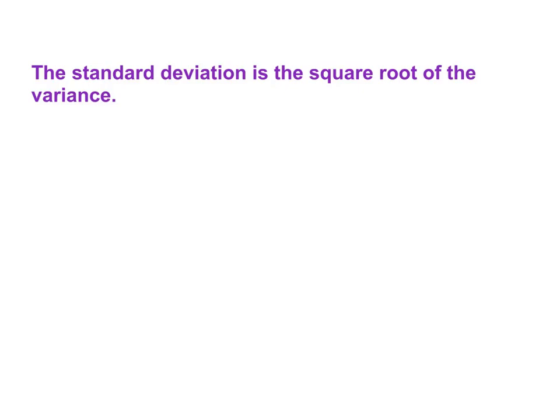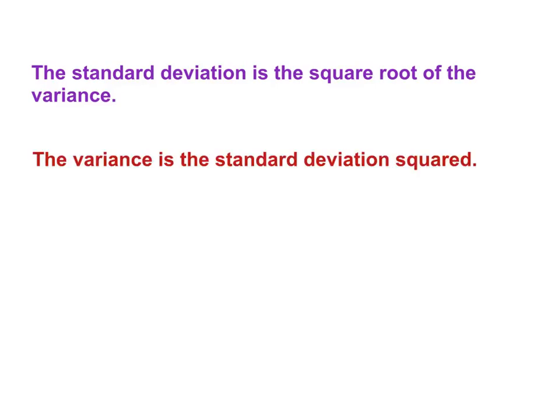The standard deviation is the square root of the variance, which means also that the variance is the standard deviation squared. They have an inverse relationship, but squaring is involved. So if you're given the variance and you want to find the standard deviation, then you take the square root of the variance to get the standard deviation. If you are given the standard deviation and you're trying to find the variance, all you need to do is square the standard deviation. That's the relationship between them. And again, they are measures of variation, how spread out data is.